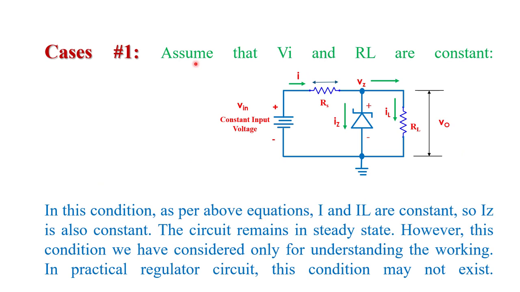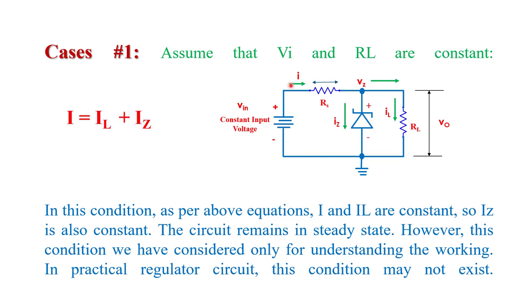First case, we assume that Vi, the input voltage, and RL both are constant. So this is the circuit diagram of the voltage regulation circuit. Vin is the constant input voltage because here we assume that Vi is constant, and RL is also constant. If RL is constant, IL is also constant. If Vi is constant, then I is also constant.